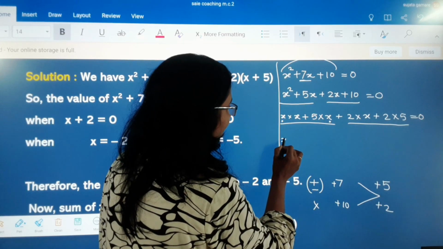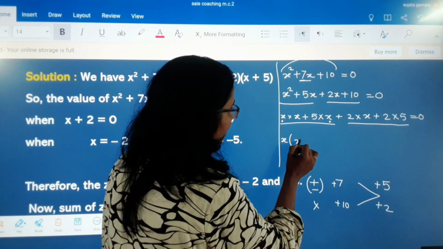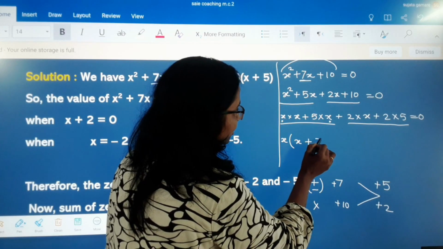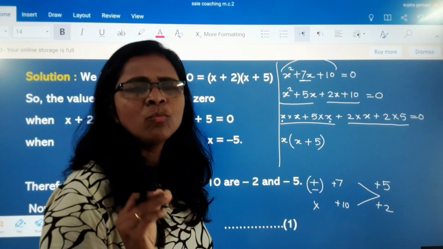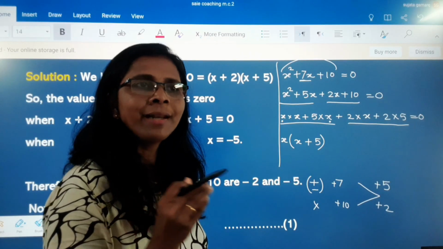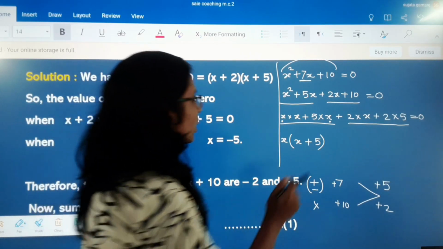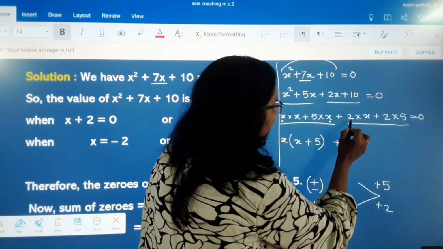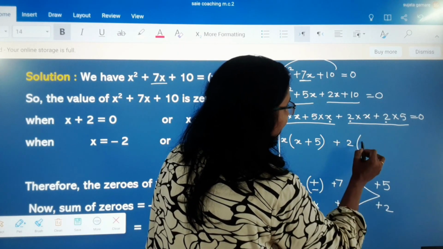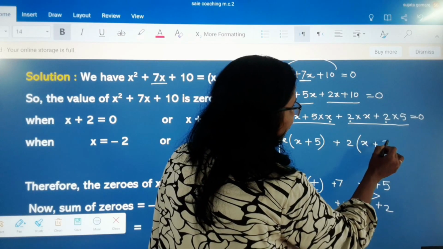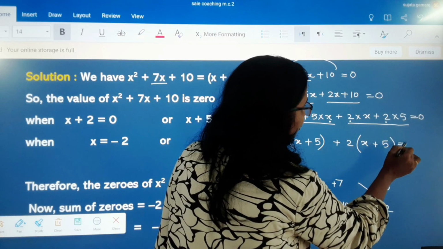So the common factor is x, and in the bracket x plus 5. See here which terms are not common, then write them in the bracket. So now here, plus 2 and 2. So the common factor is 2, and in the bracket x plus 5, which is equal to 0.